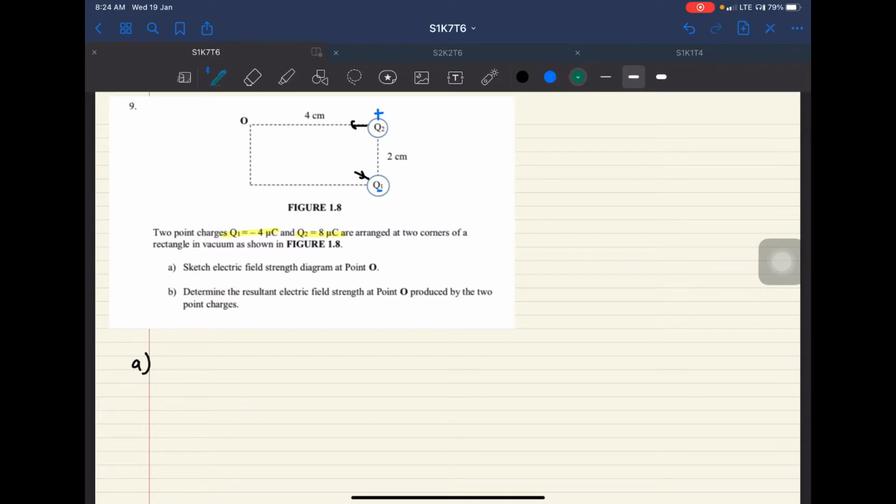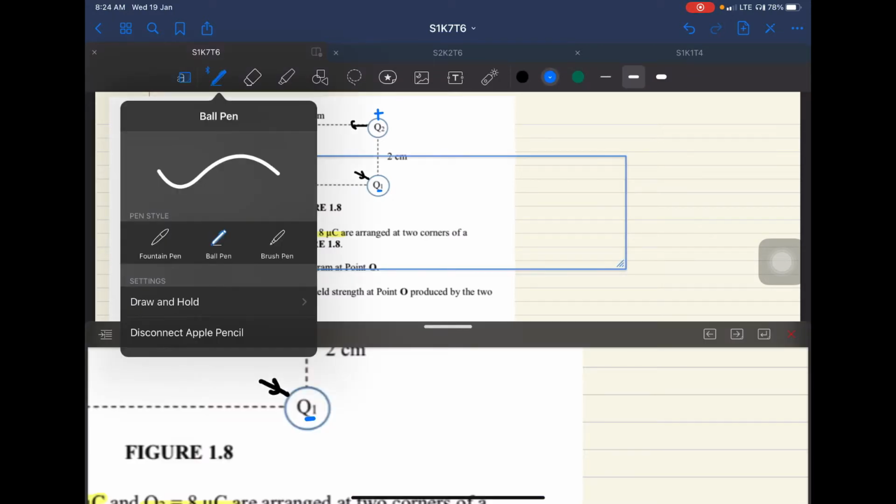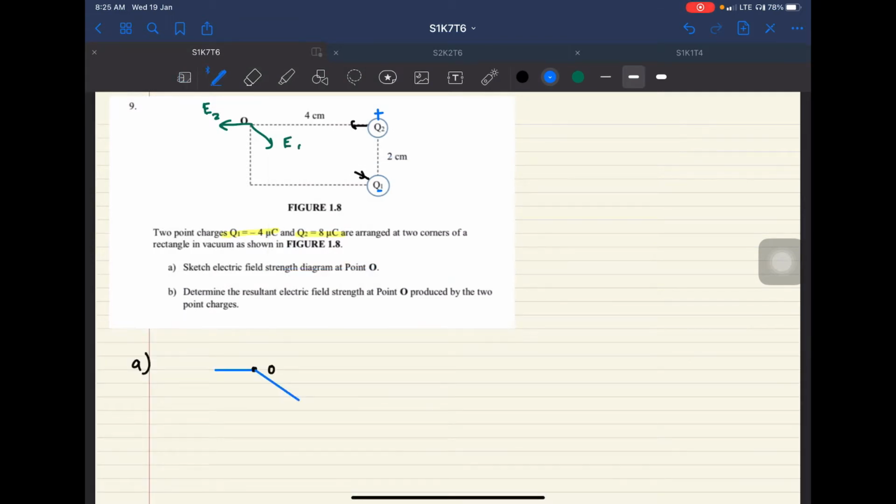So this one to the left, this one is towards that direction. This is from Q2, this is from Q1. Okay, so I just redraw it over here, point P, point O. Okay, so this is E2 and this is E1.